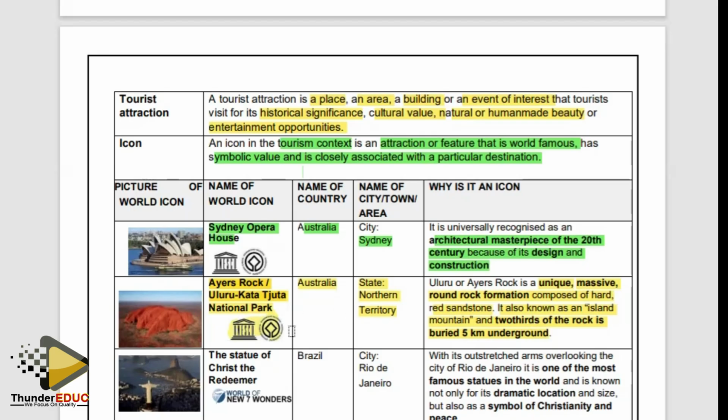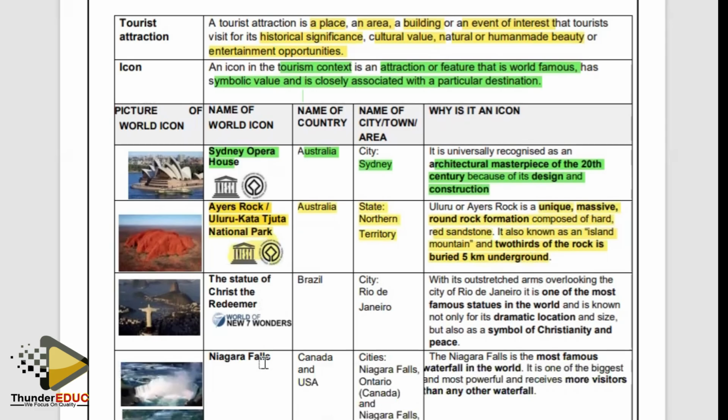Then moving on to the next icon. The next icon is actually a statue, as you can see. This is the statue of Christ the Redeemer. That is the name of the icon. It is also one of the New 7 Wonders of the World.